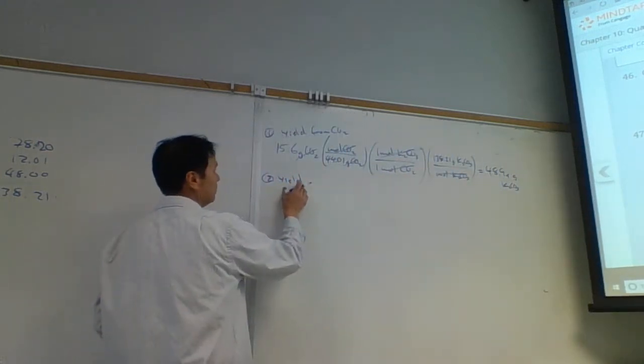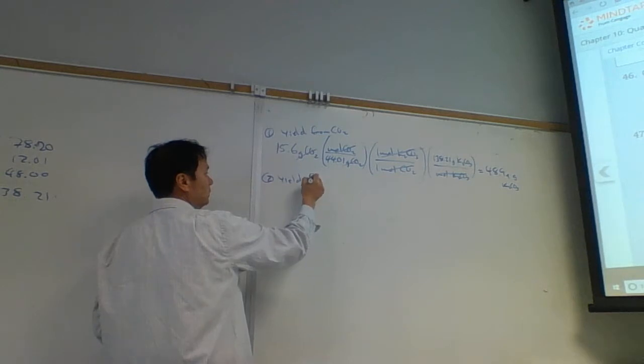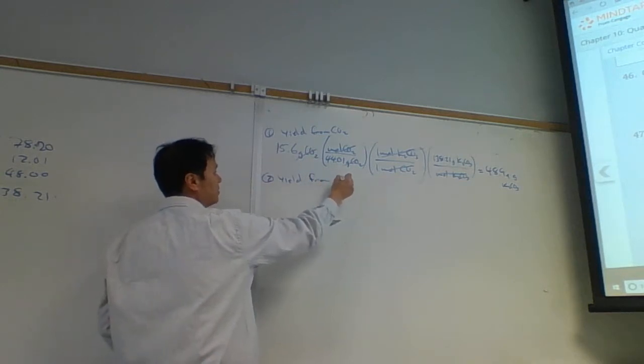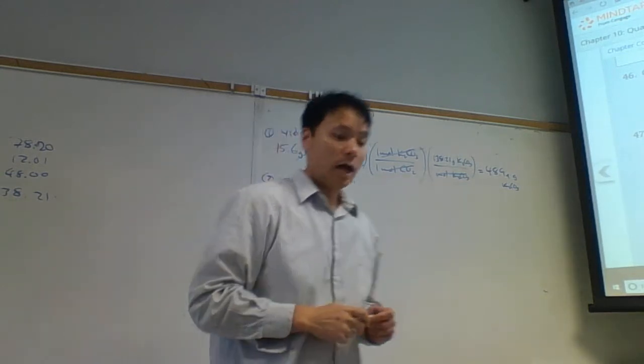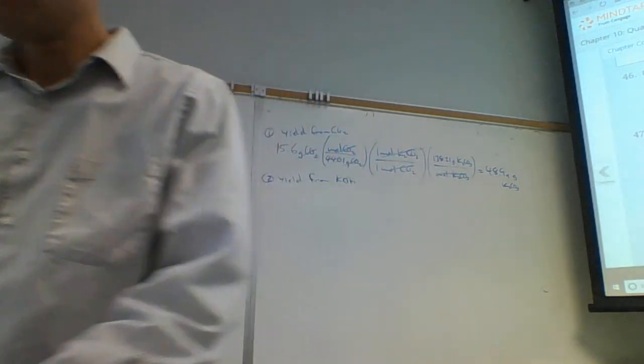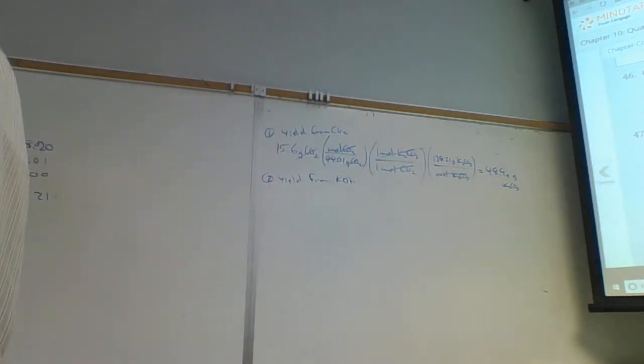What's the other ingredient? Potassium hydroxide. So we need to calculate the yield from potassium hydroxide. I don't know if this is 1 cup of sugar, but we'll soon find out. What is the yield of cookies for 1 cup of sugar? Well, maybe it's not 1 cup. Maybe this is a 50-gallon drum of sugar. Who knows? So we need to calculate the yield from the other ingredient, which is KOH.